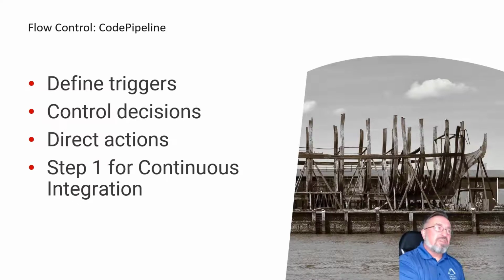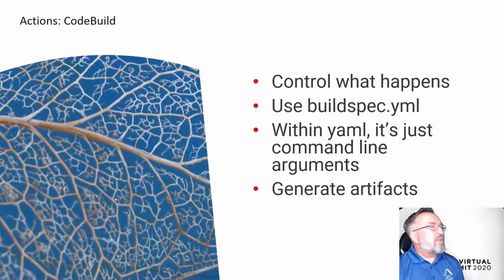Speaking of builds, let's talk about code build. Now, code build is where all the action occurs. Code pipeline makes the decisions. Code pipeline does triggering, and it can call a whole bunch of different things. But code build is fundamentally where the action is. This is where the hard work begins.